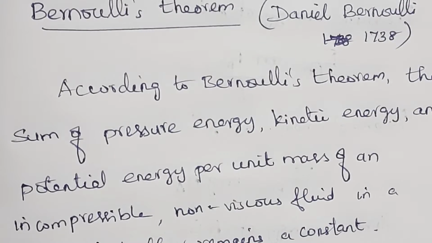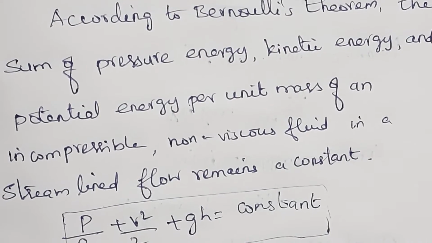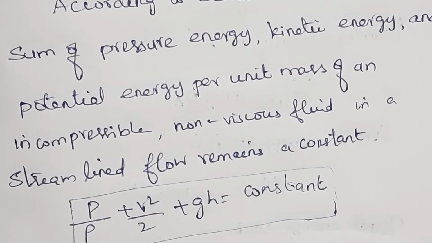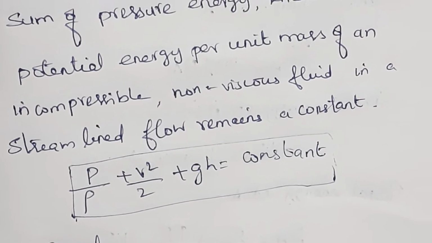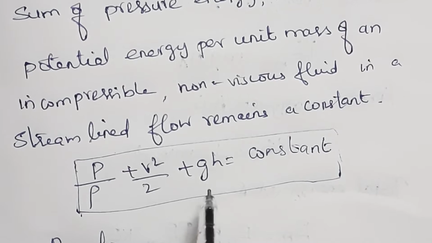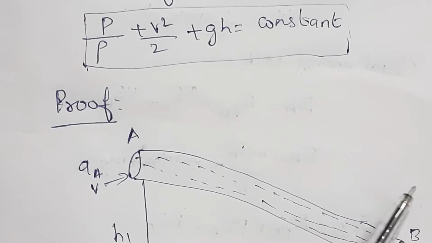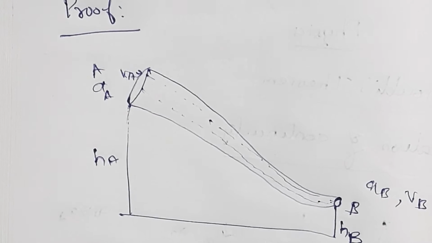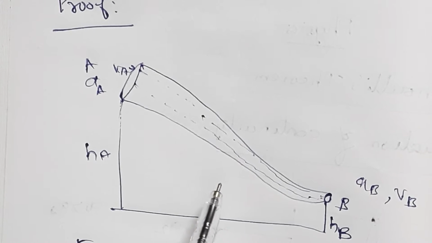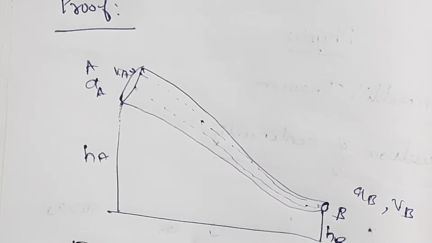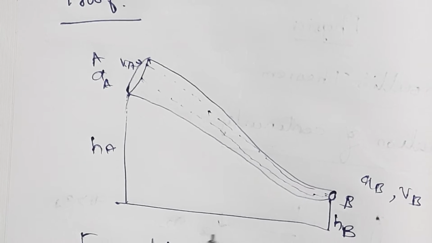According to Bernoulli's theorem, the sum of pressure energy, kinetic energy and potential energy per unit mass of an incompressible non-viscous liquid in a streamlined flow remains constant. That is P by rho plus V square by 2 plus GH is equal to constant. So we have the proof as follows. Consider the pipe AB which contains the incompressible non-viscous streamlined flow. The positions A and B are at heights HA and HB from the ground.